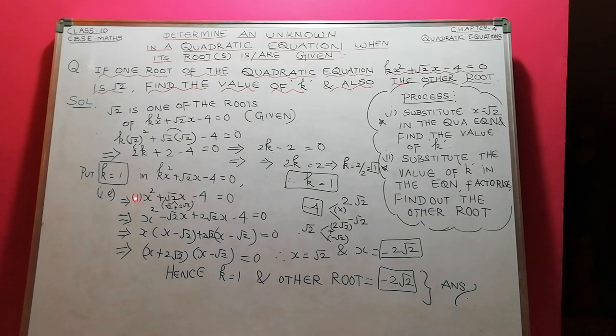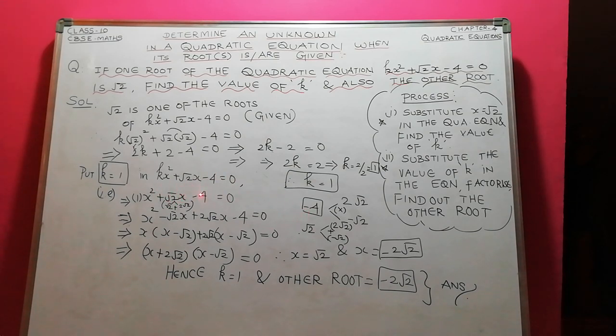Here the coefficient of x squared is 1, so a is 1, and the constant term c is minus 4. So the product must be minus 4. We have to find the factors in such a way that they give you minus 4, and also the middle term is the sum of the two factors, that you have to get root 2. In such a way you have to think.